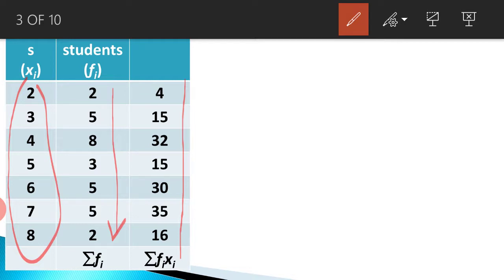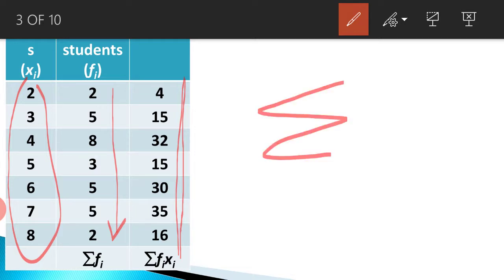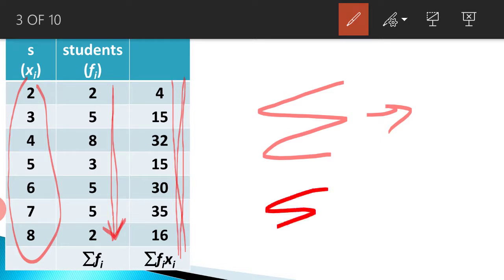Now if I add these values, what will I obtain? I'll obtain summation fi xi. Now what is this summation? This is sigma, actually a Greek alphabet, and this means summation, that means addition, sum. So the sum of all these values is nothing but the sum of all observations. Now how many observations are there? If we add the frequencies, we will get the number of observations. So that will be summation fi.